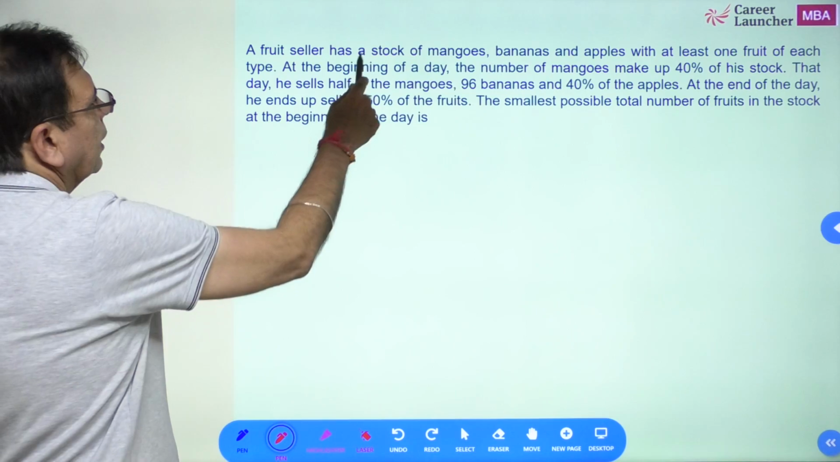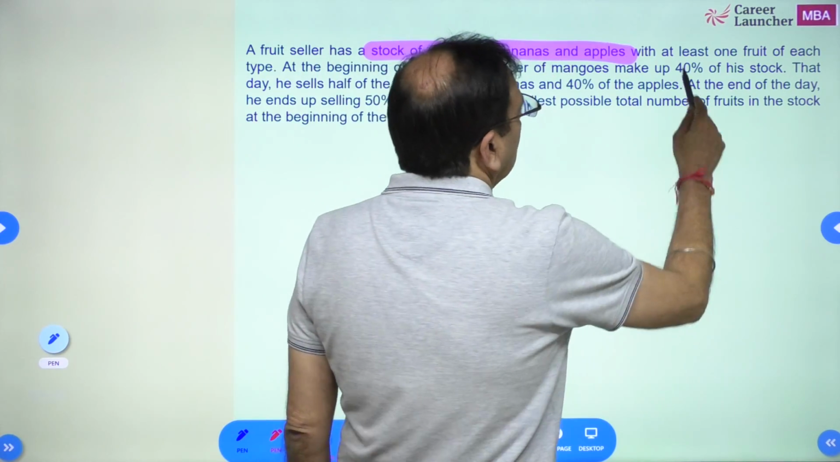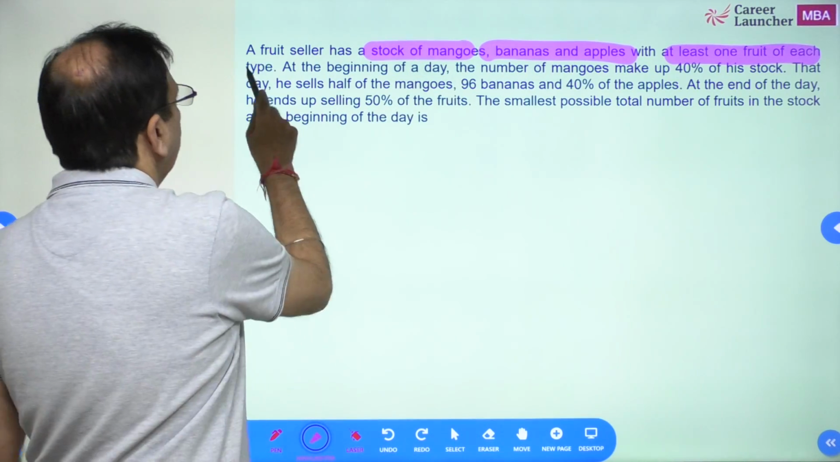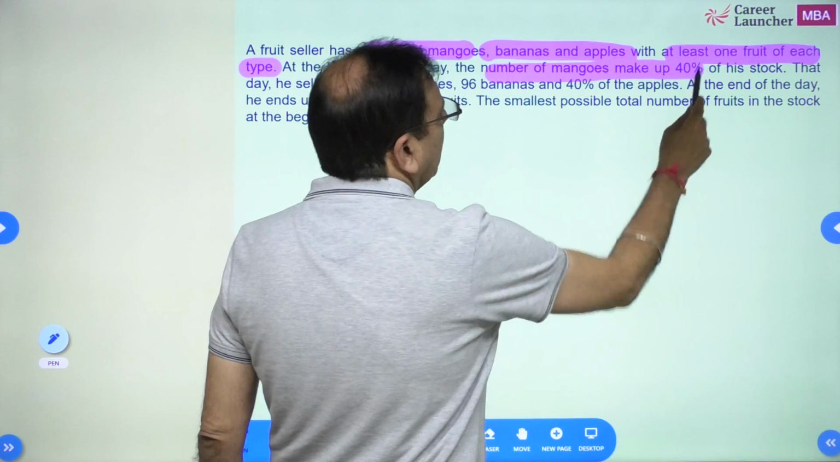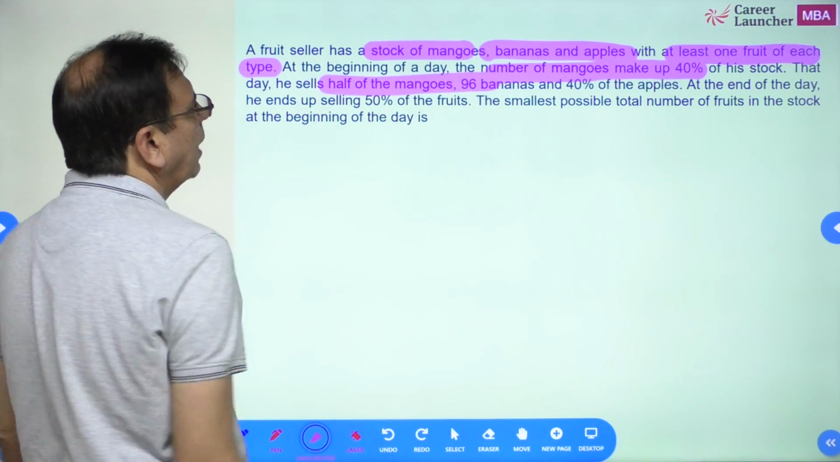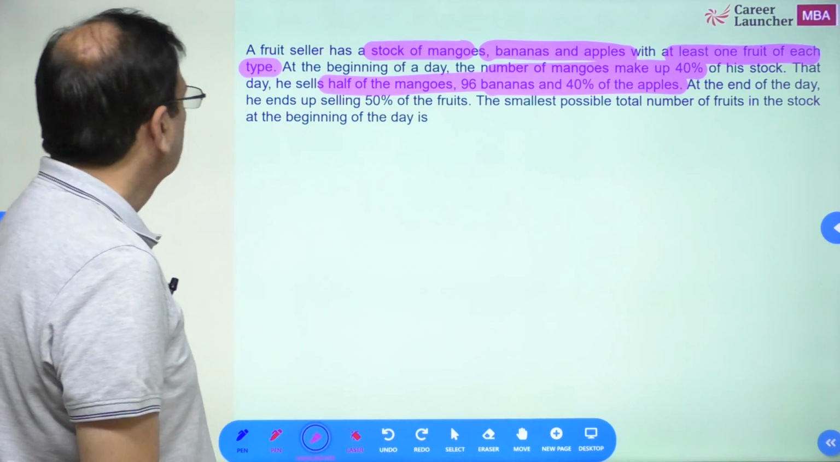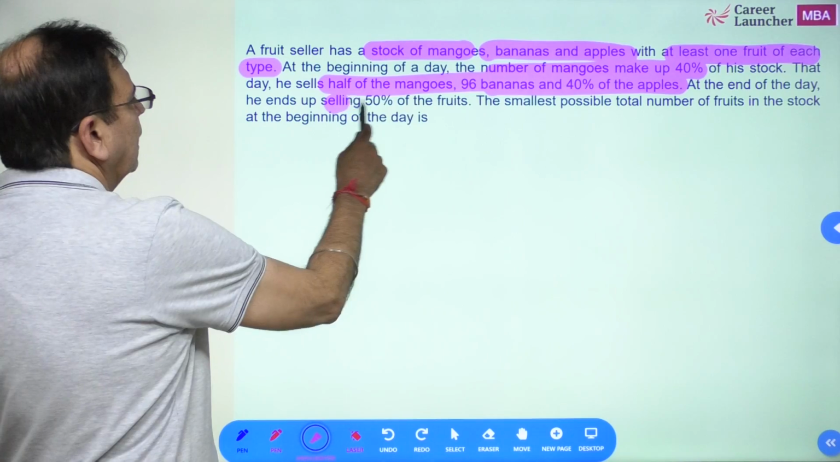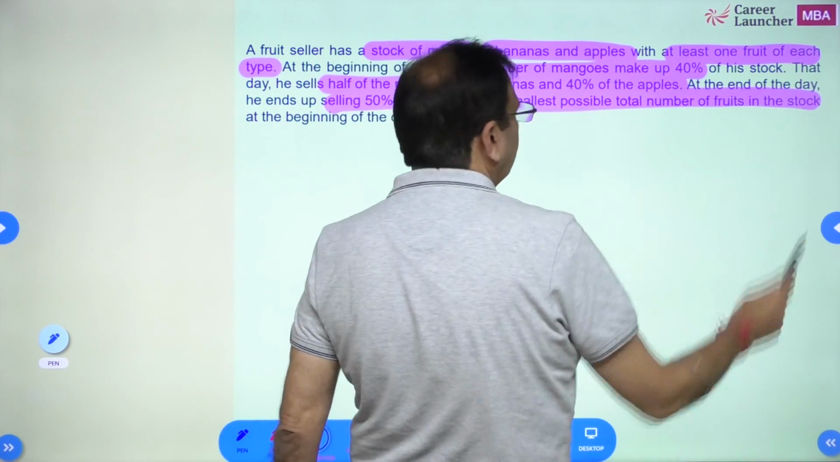A fruit seller has a stock of mangoes, bananas and apples with at least one fruit of each type. At the beginning of day, the number of mangoes make up 40% of his stock. That day he sells half of the mangoes, 96 bananas and 40% of the apples. At the end of the day, he ends up selling 50% of the fruits. The smallest possible total number of fruits in the stock.